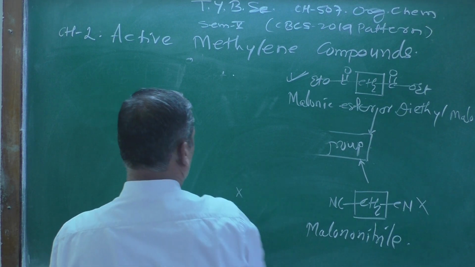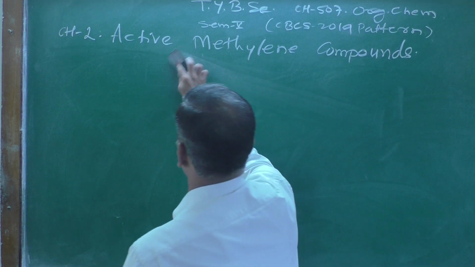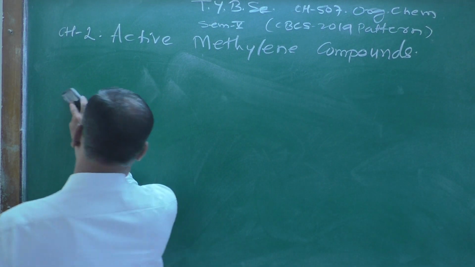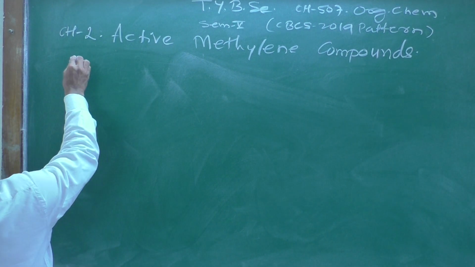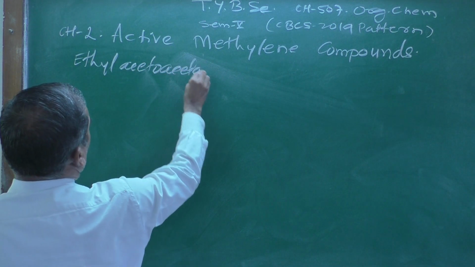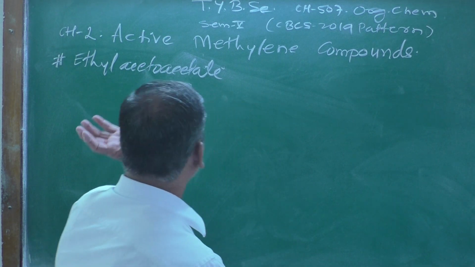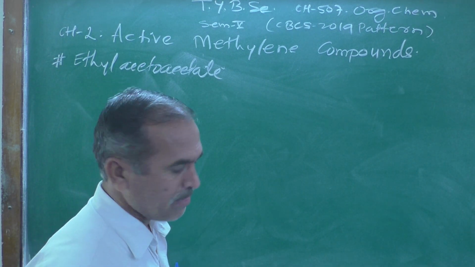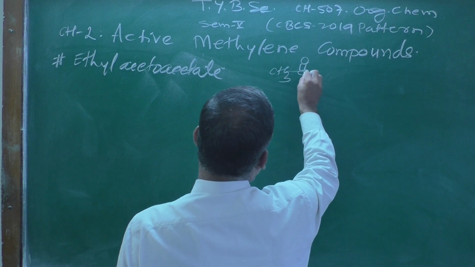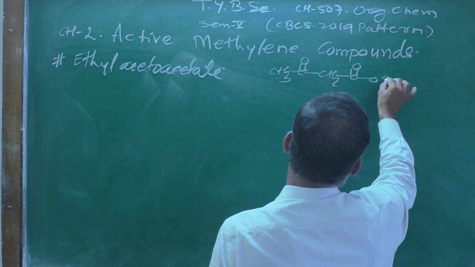First one is ethyl acetoacetate, which we are going to discuss first in this lecture. This is the first molecule we are going to discuss here. Just now we have seen the structure of ethyl acetoacetate: CH3, C double bond O, then CH2, C double bond O, O, then Et.